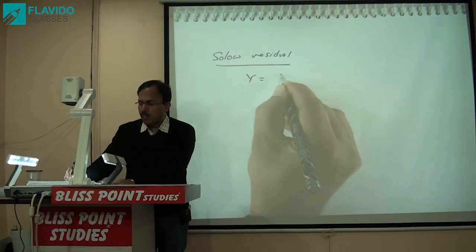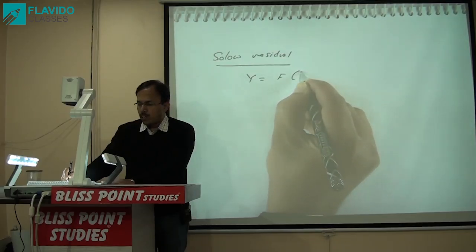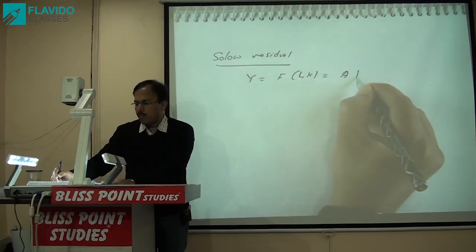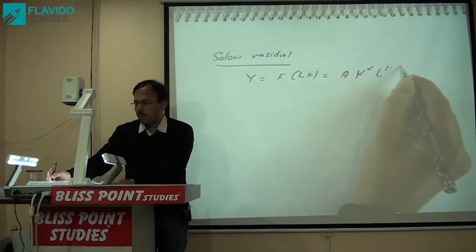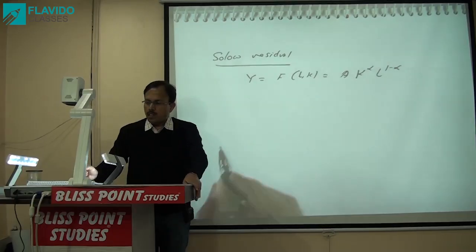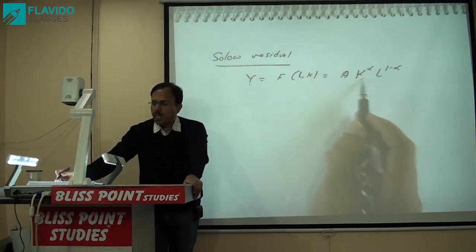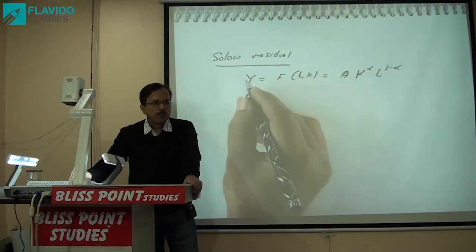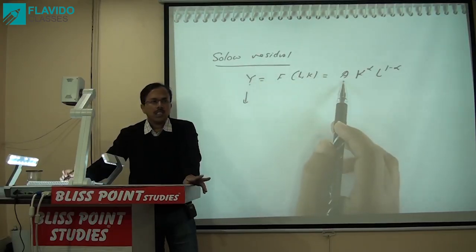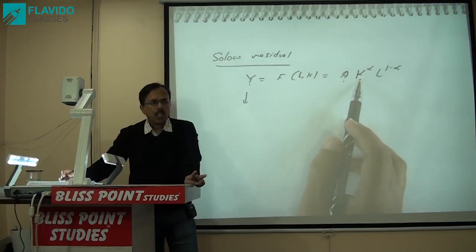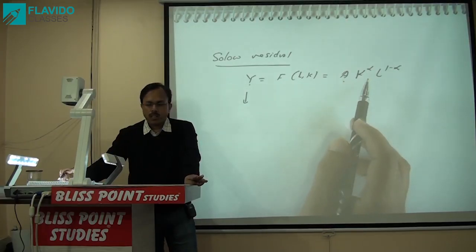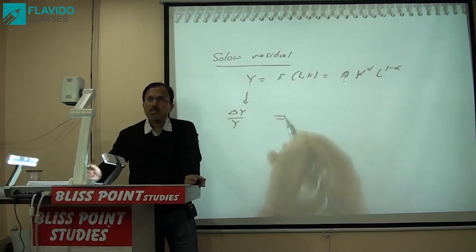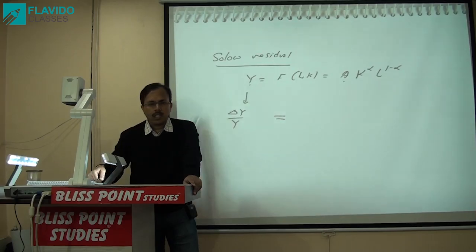remember y is a function of labor and capital, generally written in the form of A, capital to the power alpha, labor to the power 1 minus alpha. So output is a function of A, K and L. So output growth will depend upon growth of A, growth of K, and growth of L. So output growth is delta y upon y, which is equal to, ये growth rate के ले लीजिए.